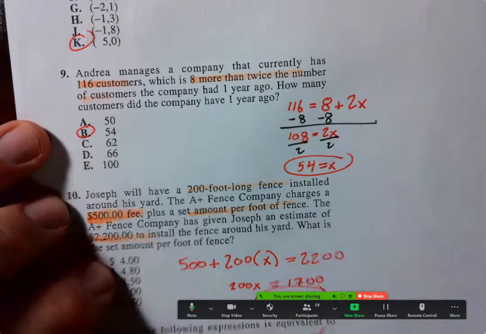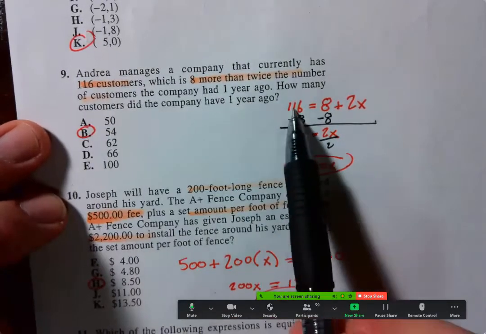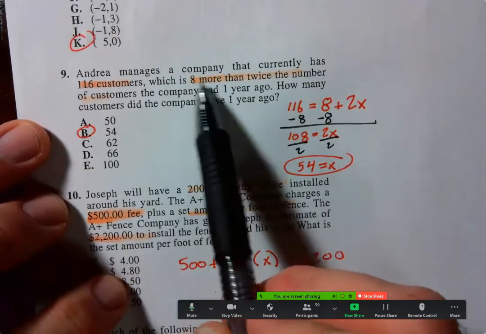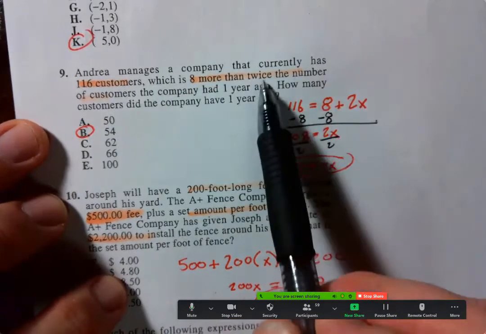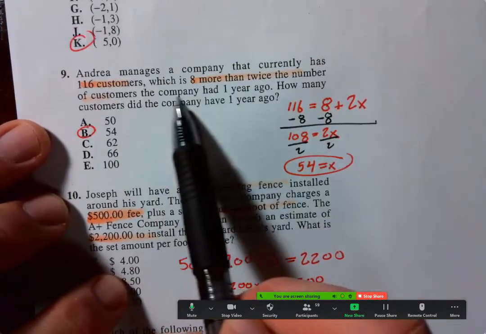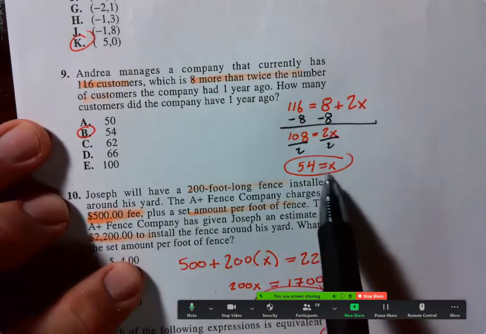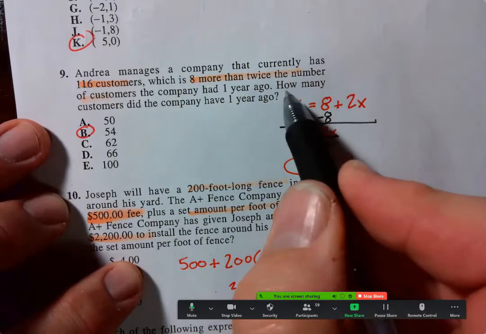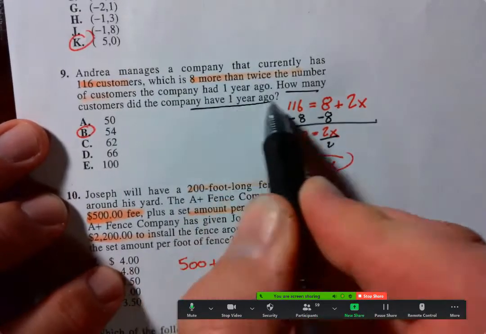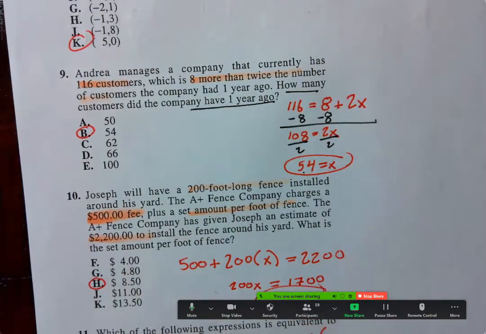Question number 9. We've got to write out a formula, right? They have 116 customers, which is 8 more than, so 8 plus, twice the number of customers they had a year ago. So 2 times X. I solve this out and I get 54. The question's asking how many customers did they have a year ago? Well, yeah, that is it, 54.